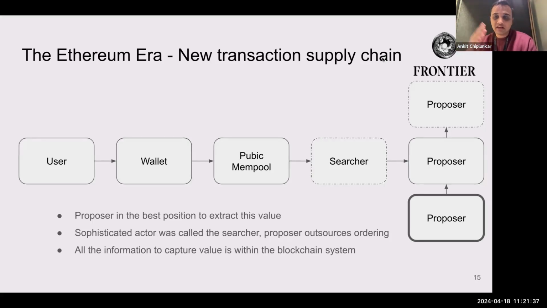Proposers were getting like 95 to 99% of the value, while searchers were keeping very minimal. And one more important thing to note over here is that to capture atomic MEV, all the information that you need is in this system. You don't need any information outside of the system to basically capture atomic MEV.